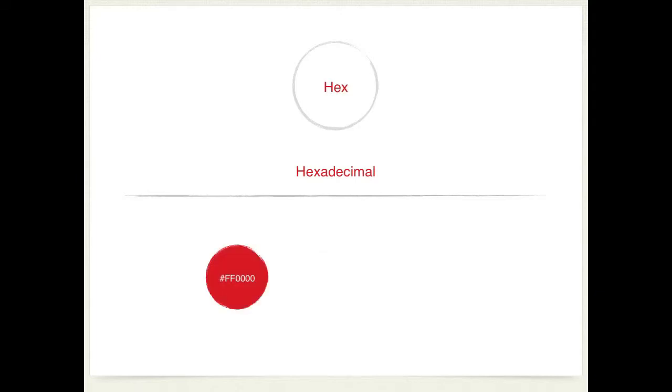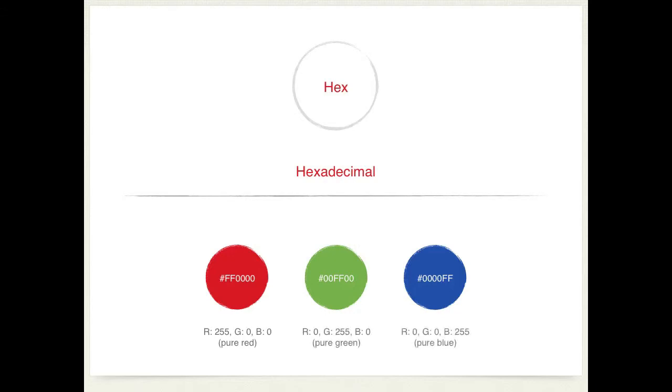Red will be FF, 00, 00. Green will be 00, FF, 00. Blue is 00, 00, FF. And notice how these are very similar to the RGB format. FF 00 00 basically means 255 for red, 0 for green and blue, which is pure red. The same principle applies to the other ones.